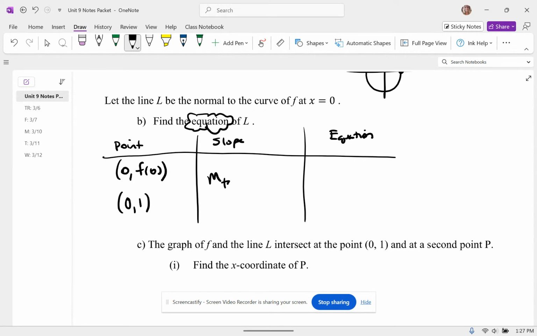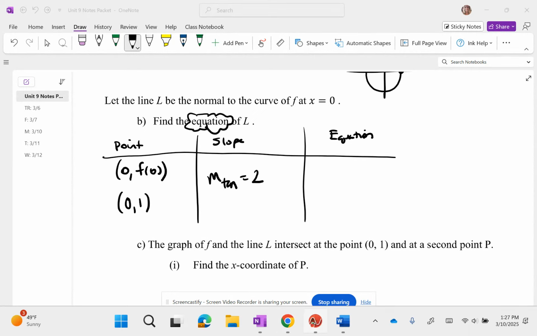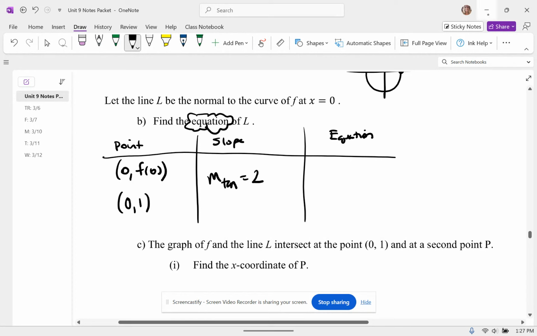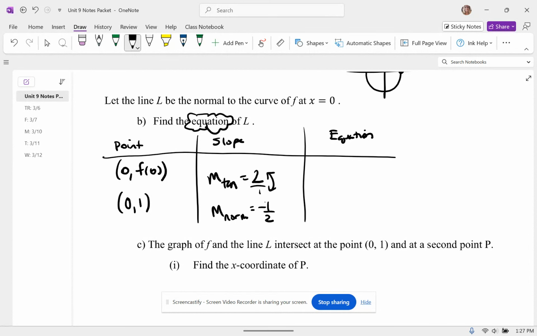2. Where did we find that? We found that on here. What do we need though? What is it asking us for? The normal. So I'm going to put this over 1, flip them, negate them. There you go. Now I need the equation.